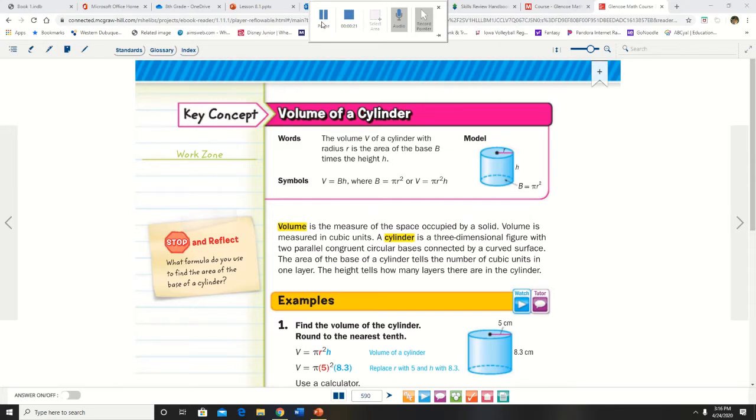First of all, a couple vocabulary words that we will be talking about, or that will be new to most of you in this lesson. There are three of them. The first one is volume. The second one is cylinder, and the third one is composite solids.